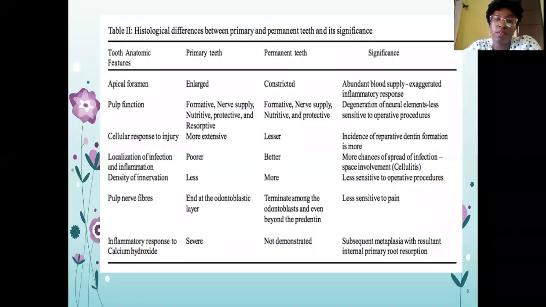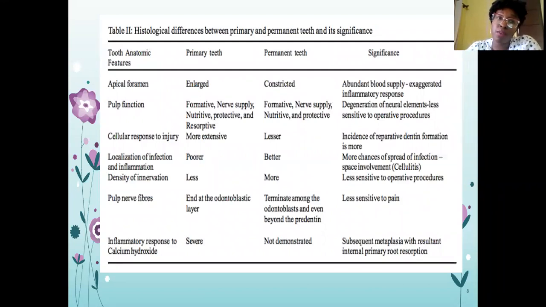So what are the histological differences? Here we're looking at the macro. Histologically, the apical foramen in primary teeth is enlarged. And this means that there's an abundant pulp supply and also an exaggerated inflammatory response. Then the pulp function in primary teeth is formative, nerve supply, resorptive as well, so that degeneration of these neural elements makes them less sensitive to operative procedures, which is why we can do a pulpotomy and the tooth will survive until it is time for its exfoliation.